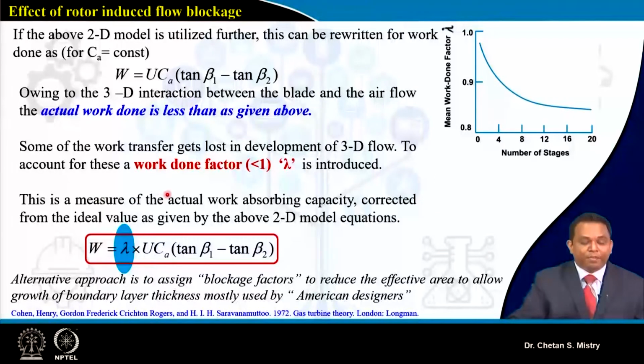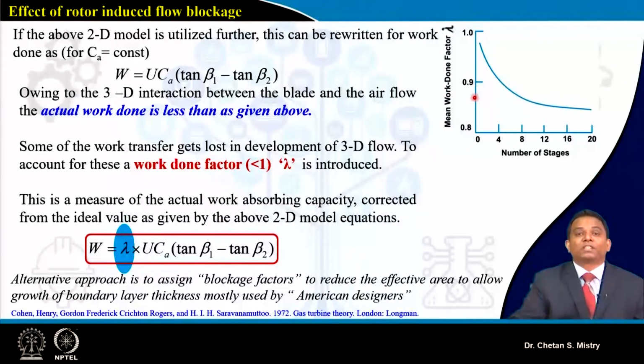So let me modify my equation. Work done we now calculate using lambda U C_a (tan beta 1 minus tan beta 2). Do not get confused by this terminology of work done factor. It has nothing to do with efficiency. Basically, when we are doing our design, we need to take care of the actual flow condition, and in order to consider that actual flow condition, at the initial stage only we need to introduce our work done factor.